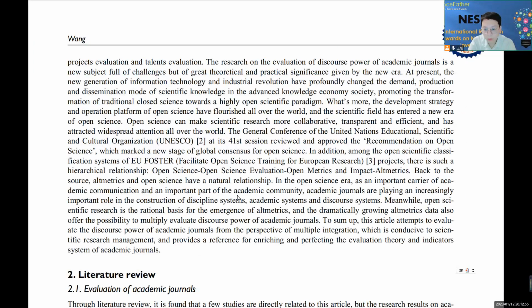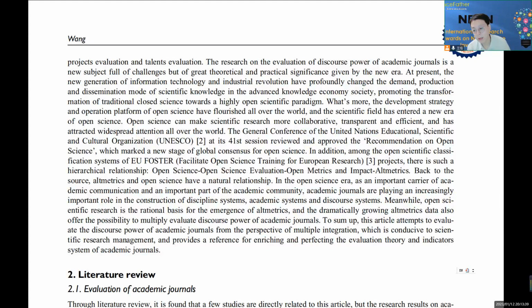In the open science era, as an important carrier of academic communication and an important part of the academic community, academic journals are playing an increasingly important role in the construction of discipline systems, academic systems, and discourse systems. Meanwhile, open scientific research is the rational basis for the emergence of altmetrics, and the dramatically growing altmetrics data also offer the possibility to multiply evaluate the discourse power of academic journals.